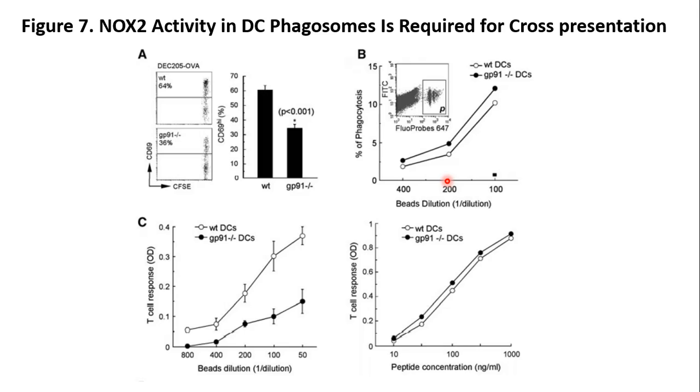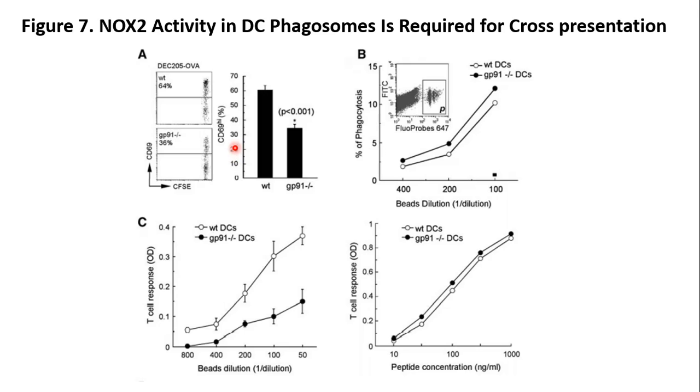So we can see that wild-type has much more activation of this antigen than the defective. So you can see the activation was less efficient in the defective mice, suggesting that the efficiency of cross-presentation of this antigen OVA by DCs in vivo is decreased. The efficiency of cross-presentation of OVA by DCs is decreased in the absence of NOX.